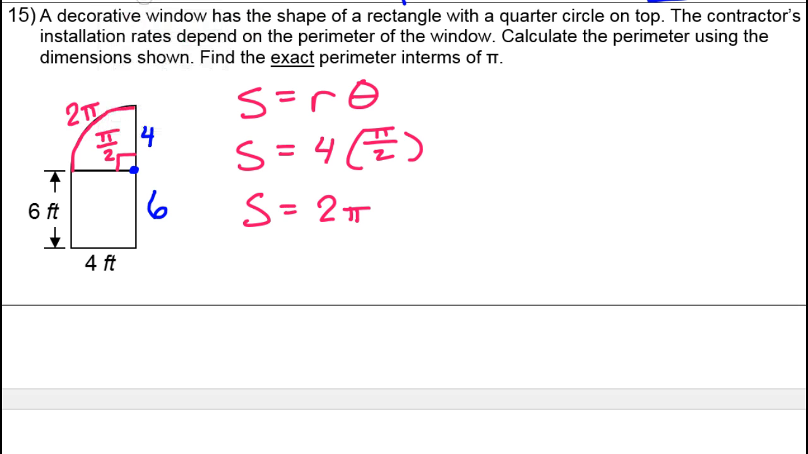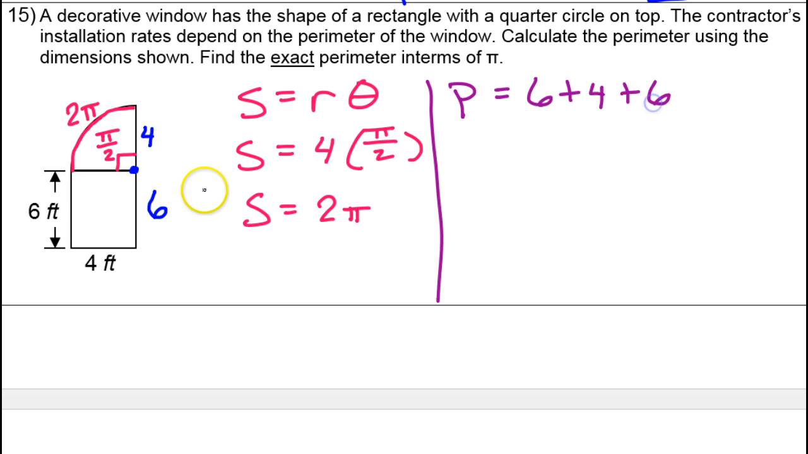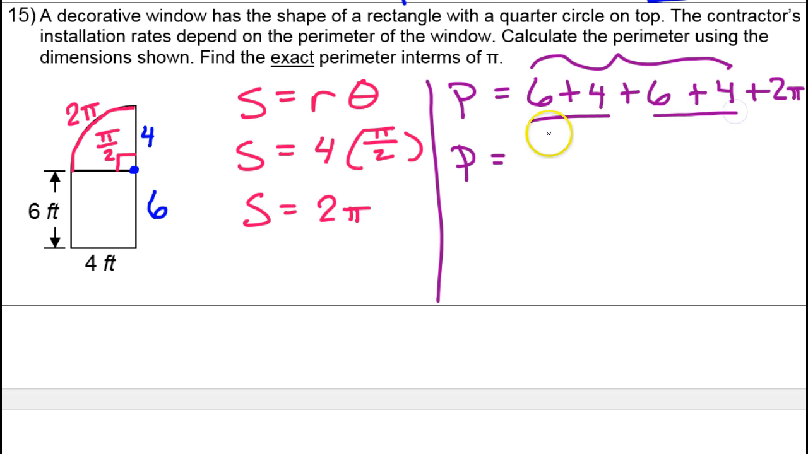So if I want to find the perimeter of this window, I'm just going to add up all of these things. If I just went around the clock here, around this way, it would be 6 plus 4, and then I've got another 6, and then another 4, and then I've got 2 pi. So I'm just going to combine all of these, but don't add on the 2 pi. Those are not like terms. So obviously 6 plus 4 is 10. So what I have here is 10 plus 10. So that's 20 plus 2 pi. So this would be an exact perimeter in terms of pi.